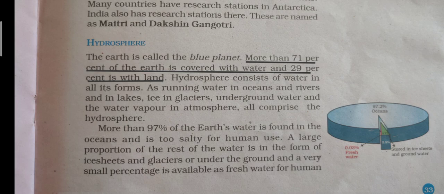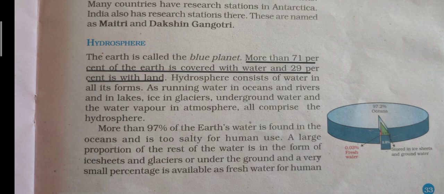And we have already learned that hydrosphere consists of water in all its 3 forms, that is in solid form like ice in the glaciers, then in the liquid form in ocean and rivers and lakes, and lastly in the form of gas, that is water vapor. So all these make up or comprise the hydrosphere.